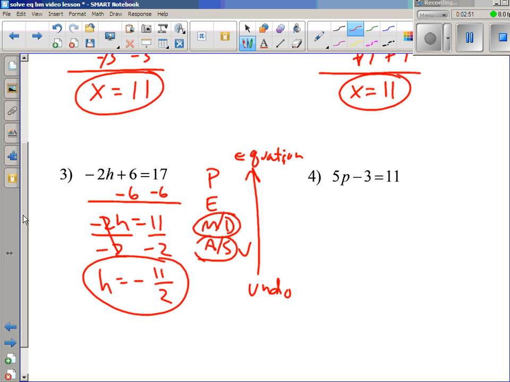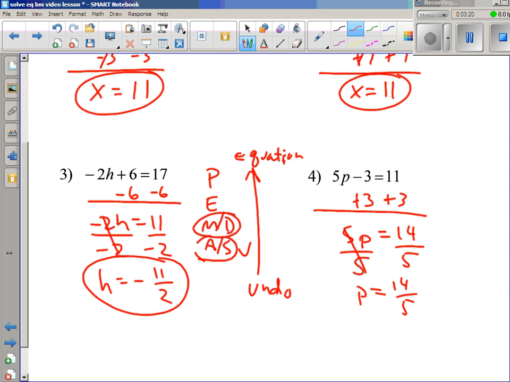Come back over to this problem. I'm going to ask you to think through how we did problem 3. Hit pause and see if you can get the answer for p. Okay, going in reverse order again, we have a minus 3 that gets undone with a plus 3, leaving 5p equals 14. The p now is still not by itself, but it's multiplied. We undo multiplication with division. We get p equals 14 over 5.